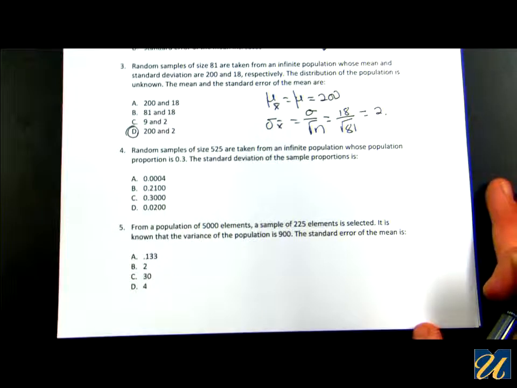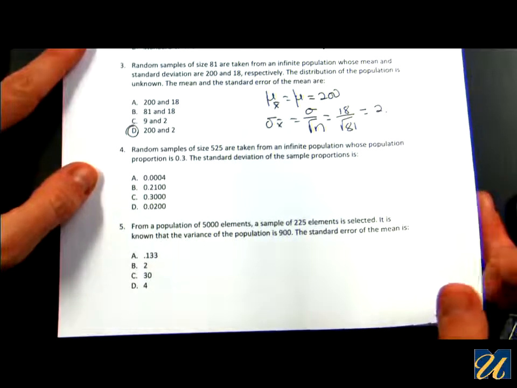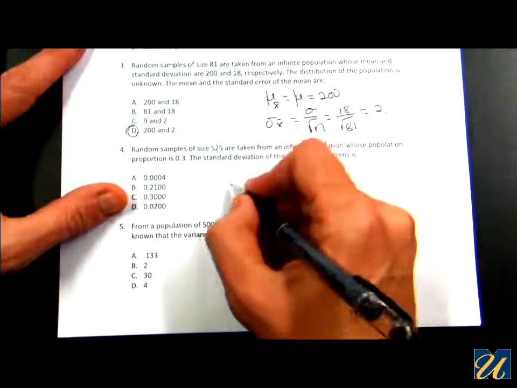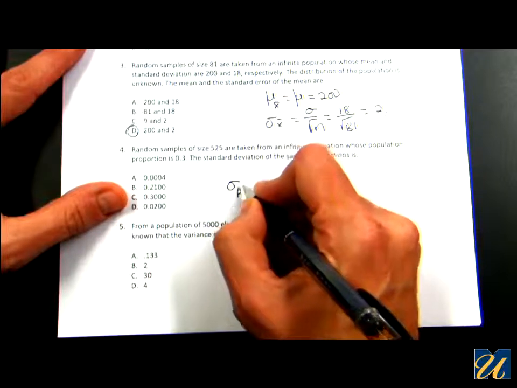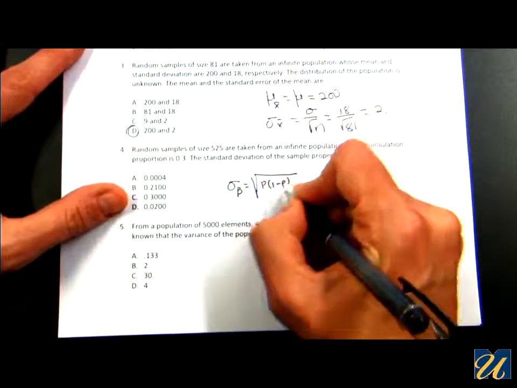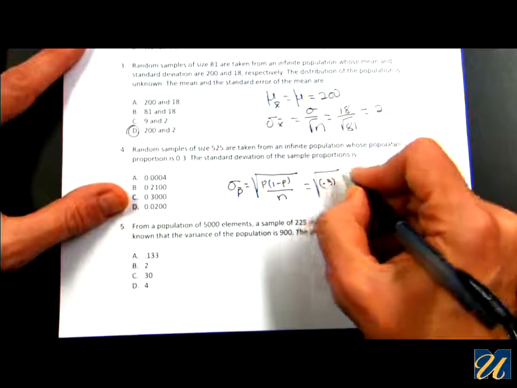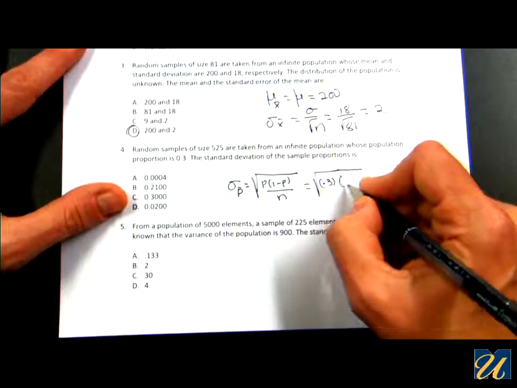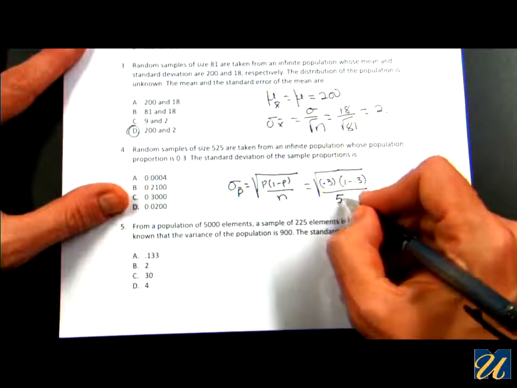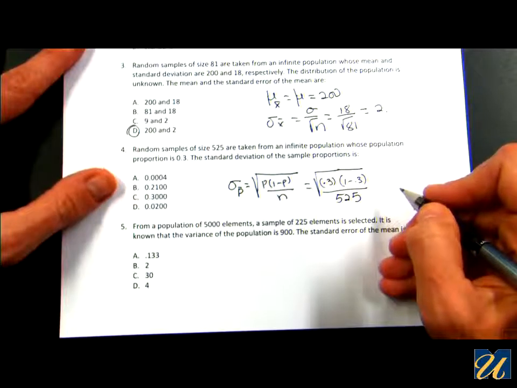Random samples of size 525 are taken from an infinite population whose population proportion is 0.3. The standard deviation of the sample proportion is, so all I'm looking for is sigma p bar, which is equal to the square root of p times 1 minus p over n. We know that p is 0.3. 0.3 times 1 minus 0.3 divided by n is 525. So this will be equal to 0.02.